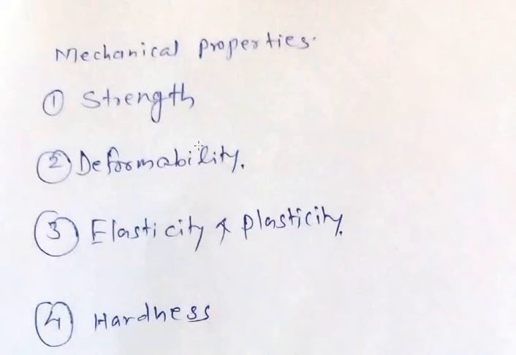First property, that is strength. The ability of a material to resist externally applied load is known as its strength. However, in rock mechanics, strength may be defined as the force per unit area required to bring about rupture in a rock mass at given environmental conditions.